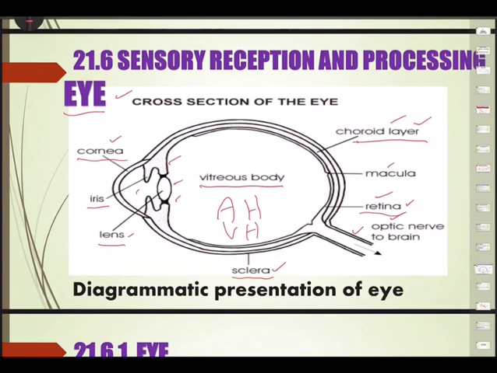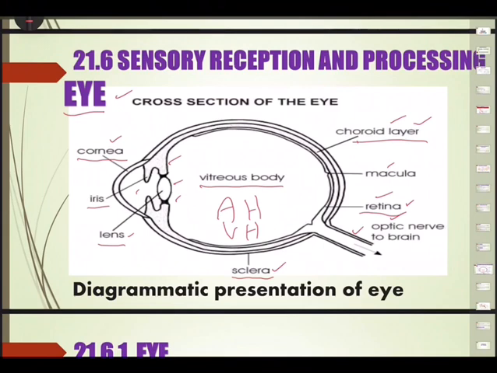And this is the central pit. The yellow spot, macula lutea, has a central pit called the fovea centralis. The fovea centralis is a thinned out portion of the retina in which only the cones are densely packed. It is the point where the resolution is the greatest. So the highest resolution will be at that point.